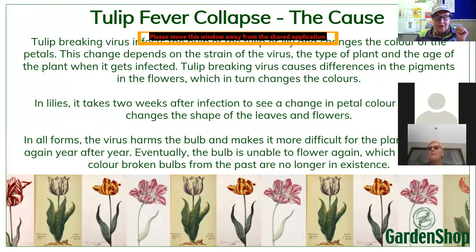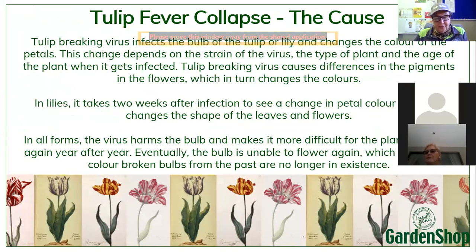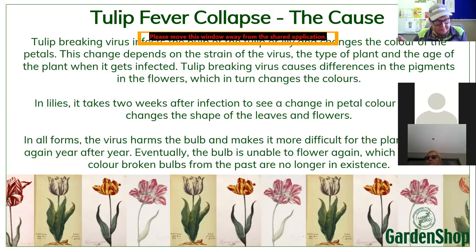Now, this tulip breaking virus infects the bulb of the tulip or the lily, and it changes the color of the petals. The change depends on the strain of the virus, the type of plant, and the age of when the plant actually gets infected. Now, the tulip breaking virus causes differences in the pigments in the flowers, thus you get those stripes, which in turn then changes the colors. In lilies, it takes 2 weeks after infection to see a change in the color of the petals, and then it changes the shape of the leaves and the flowers.